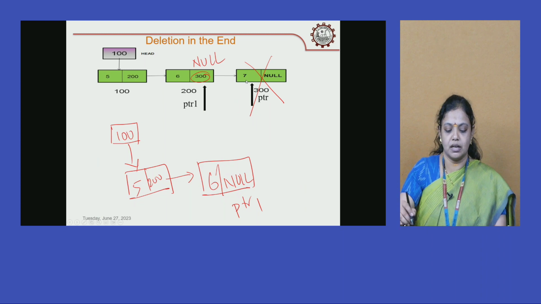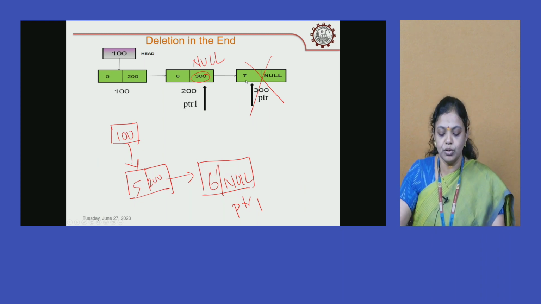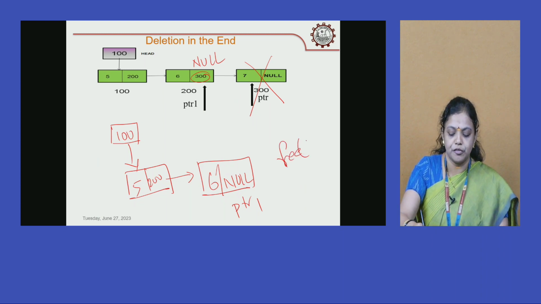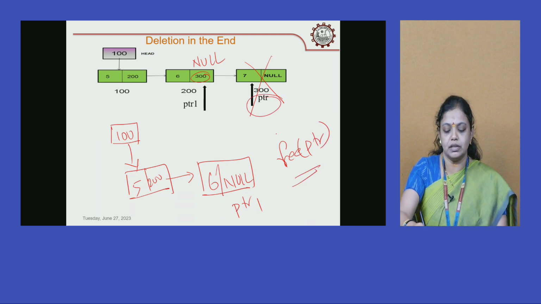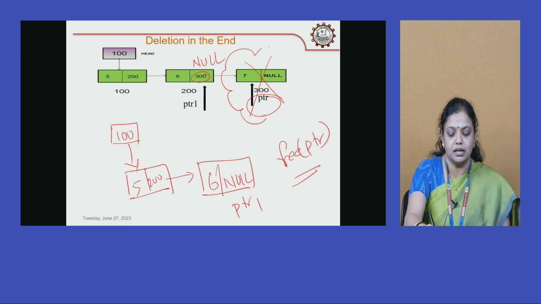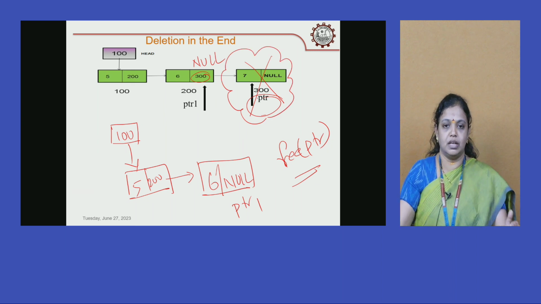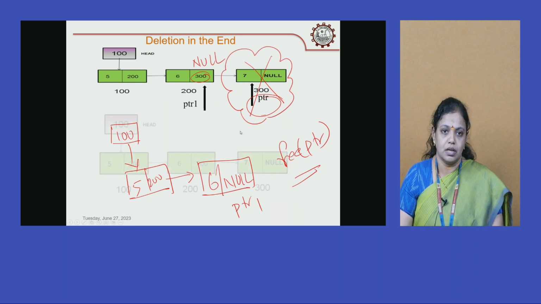So this is my PTR null, and 7 is removed, which means I will write it as free of PTR, that is PTR is equal to this data. So whatever this data is there, this entire thing is lost. So after deletion, this is going to be the case, right?